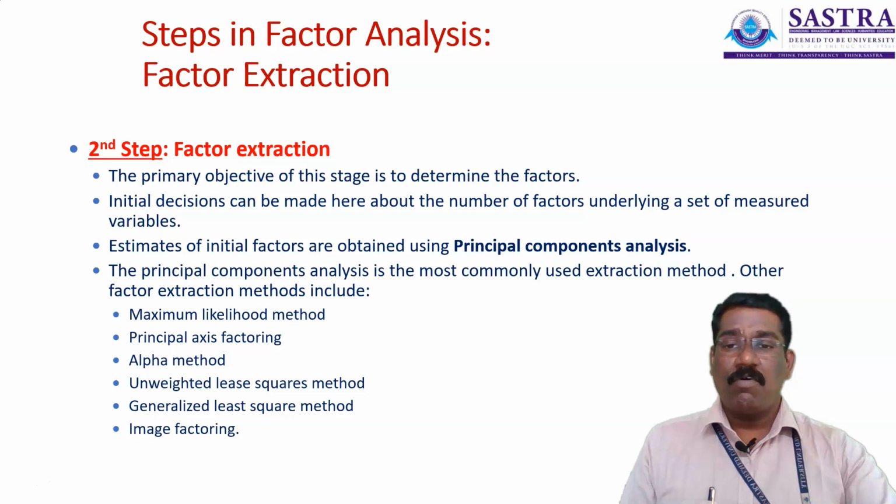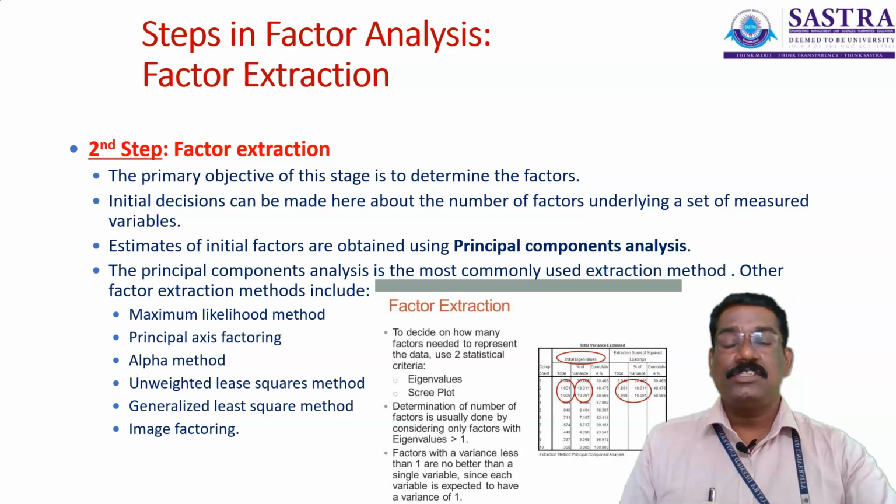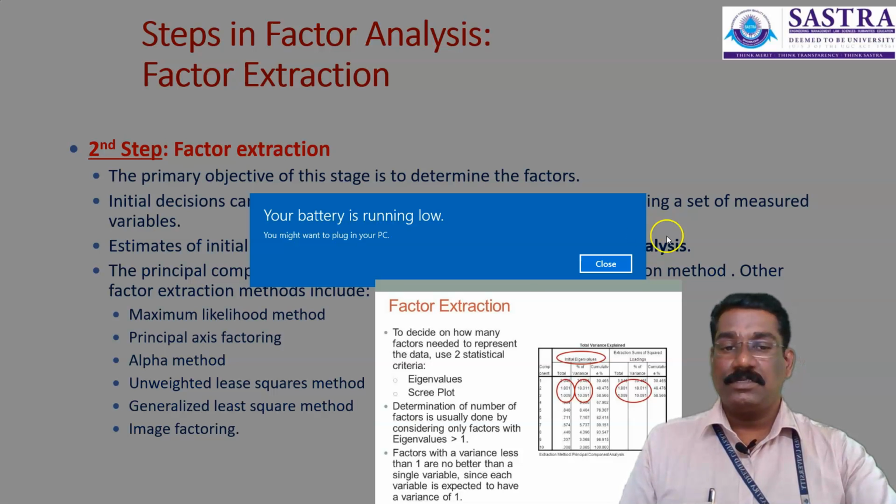And the second step is factor extraction. The primary objective of this stage is to determine the factors, that is, how many factors have emerged from the intercorrelation between the variables. So the initial decisions can be made here about the number of factors underlying a set of measured variables. For example, estimates of initial factors are obtained using principal component analysis. Principal component analysis is the most commonly used extraction method.